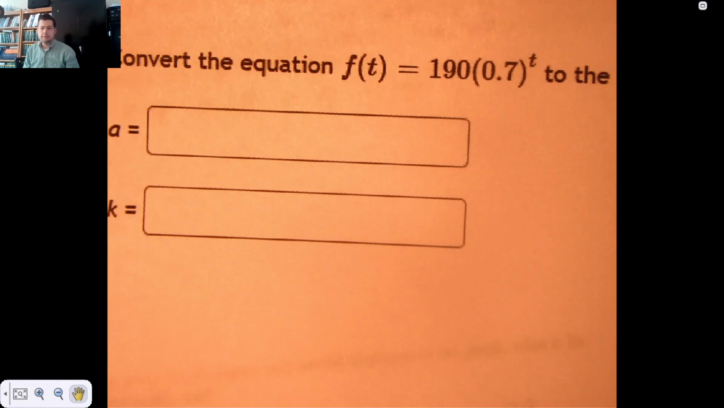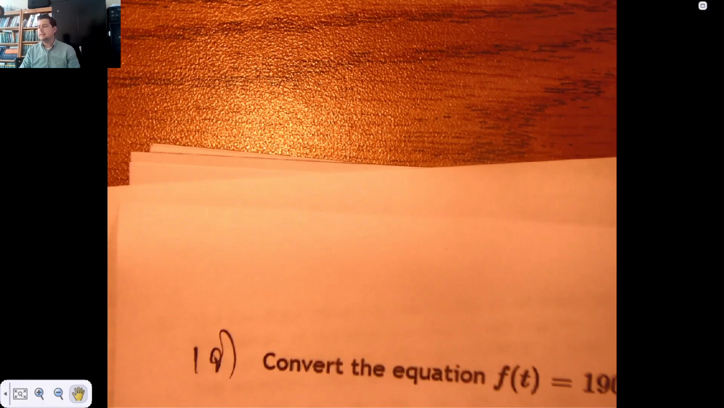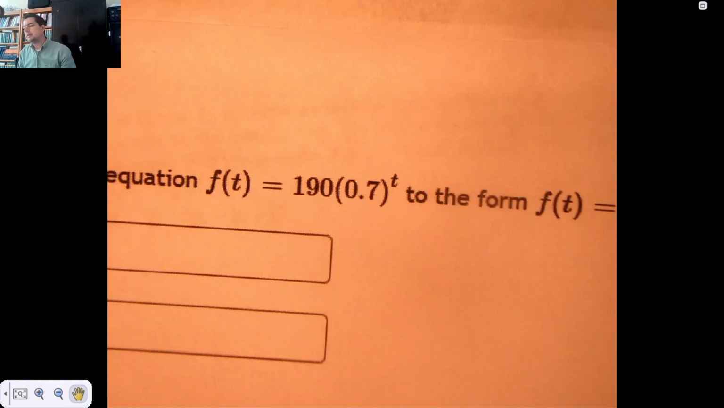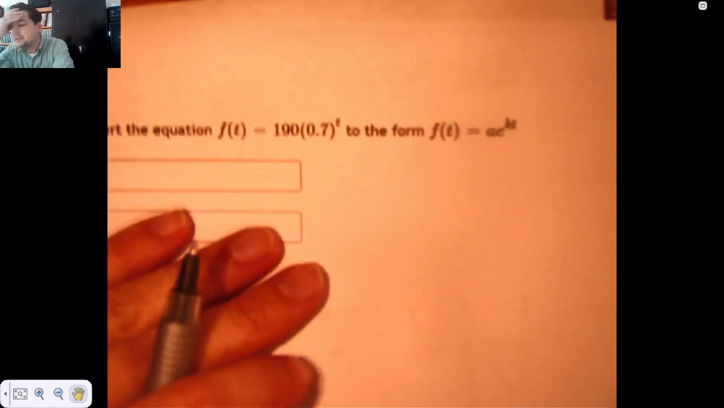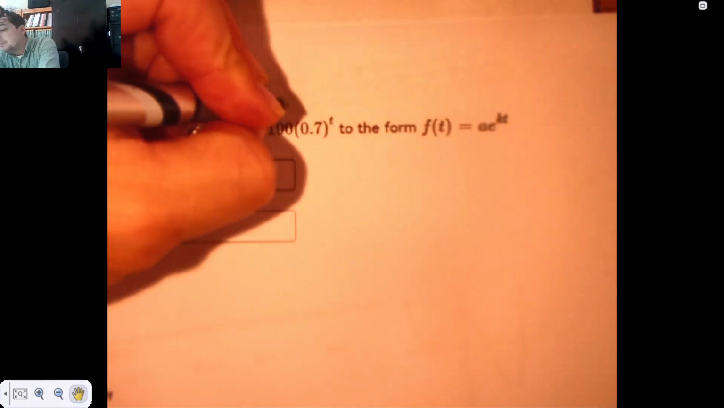All right, so this is actually number 19. Convert the equation f as a function of t is 190 times 0.7 to the t to the form f of t is ae to the kt. Zoom out. It's actually really easy to do. Just do a line-up process.